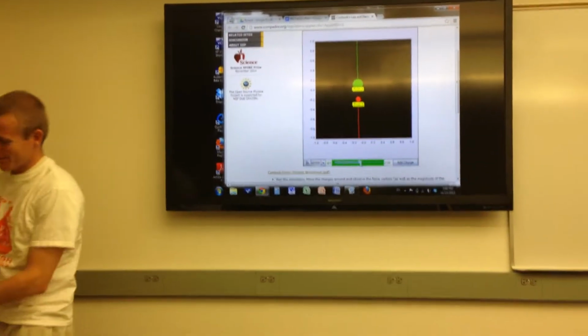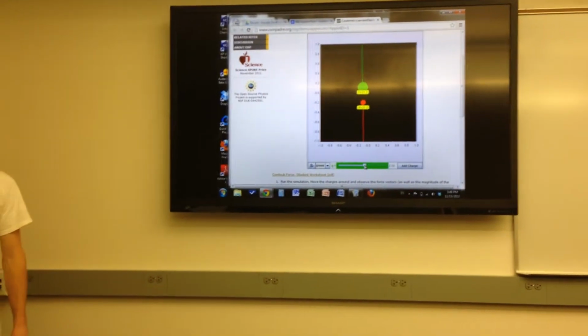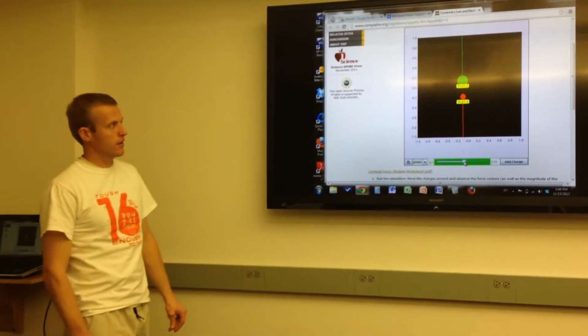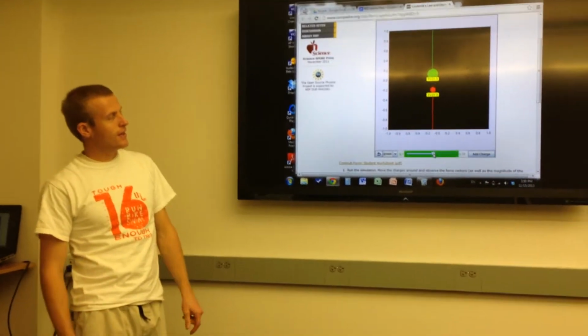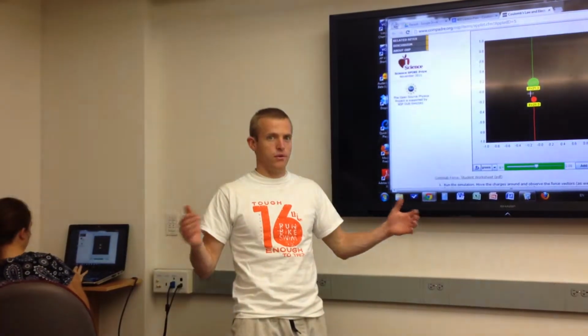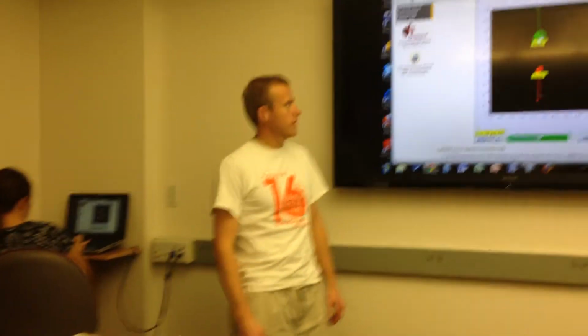Okay. What happens if the distance changes? It follows the inverse square law. So if it gets closer, the force gets bigger. If they get further away, the force goes down. Great. Just like that.